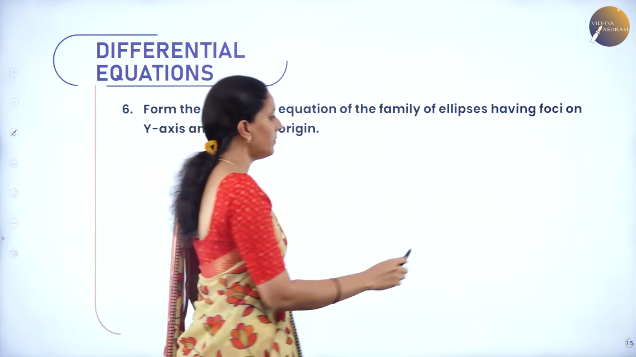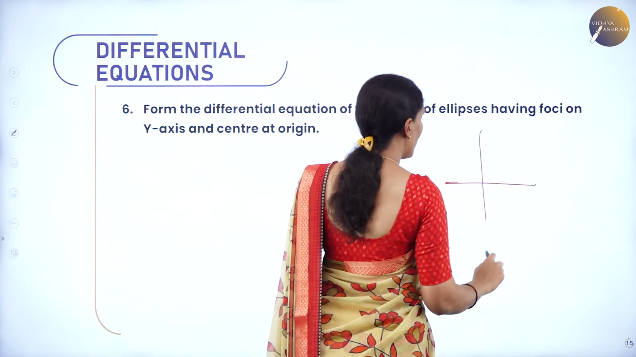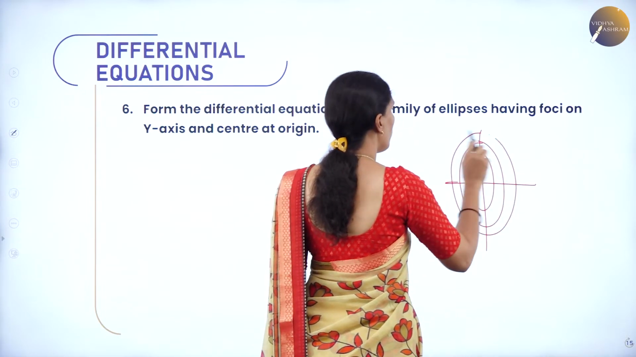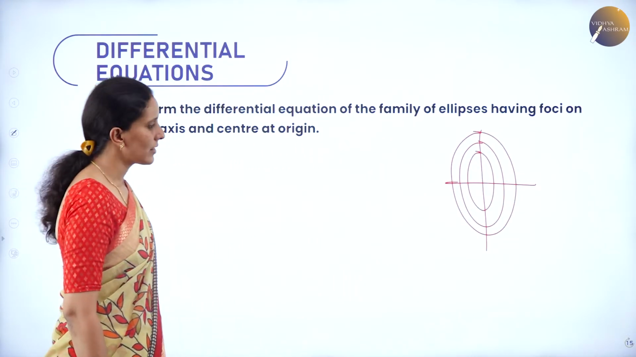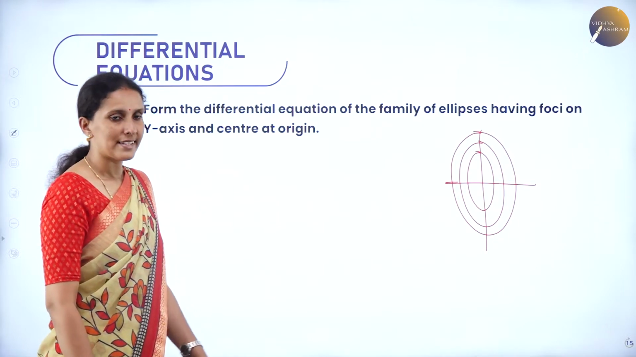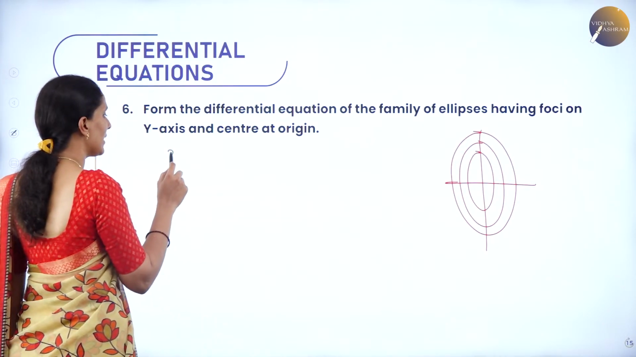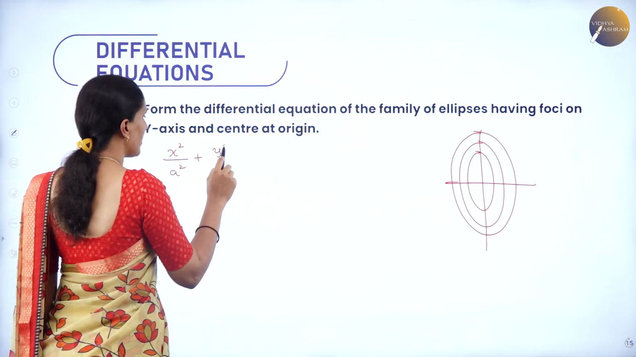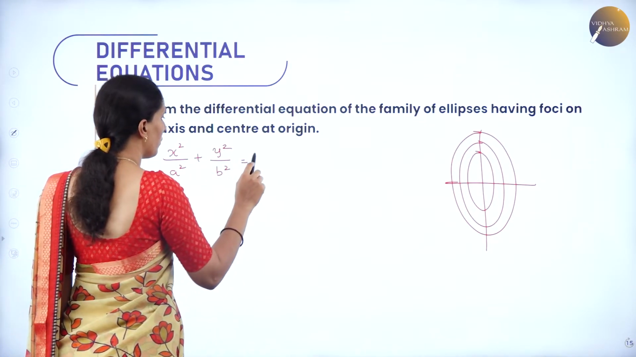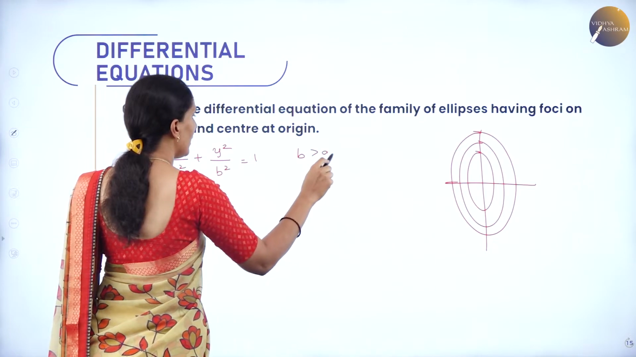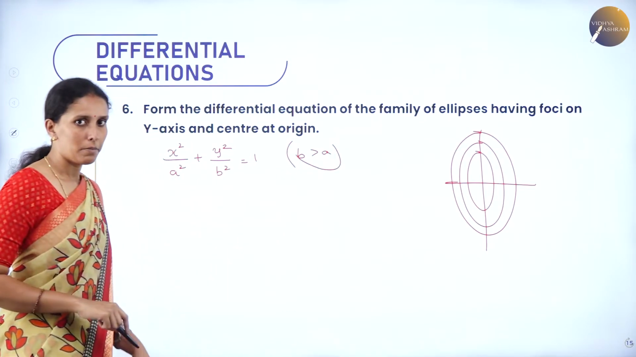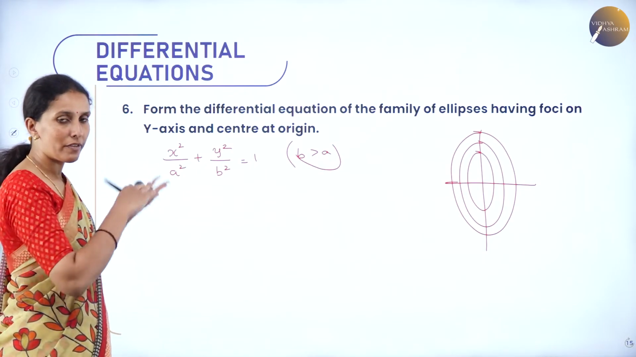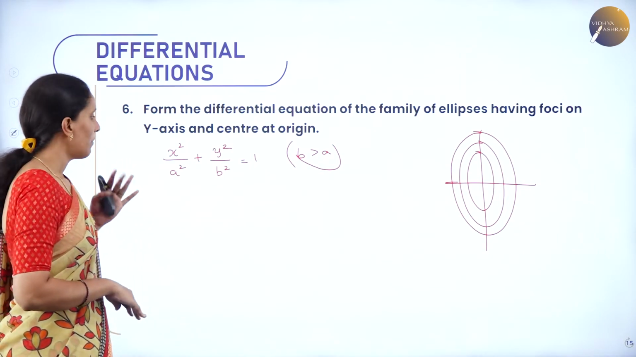origin. So here we are taking the family of ellipses whose major axis will be along the y-axis and minor axis will be along the x-axis. Here also you can take the standard equation of the form x square by a square plus y square by b square is equal to 1. Here b is greater than a. Previously a was greater than b. So for the same equation, what we have done, the same thing we will get here.